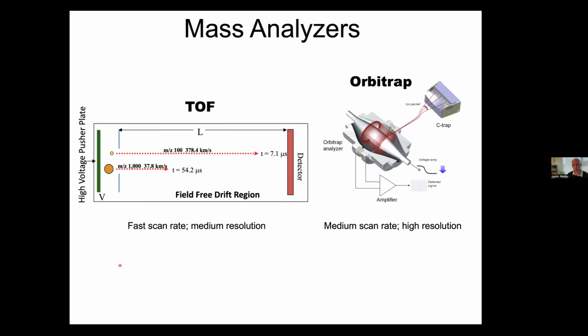And then the 2 other mass analyzers that are used, more recently, are the time of flight. It measures how long it takes an ion to get from point A to point B. So these have very fast scan rates and medium resolution in terms of their mass resolution. And then the Orbitrap is the other predominant mass analyzer. It has a medium scan rate, so you don't analyze as many ions, but it has higher resolution. So these 2 are often used interchangeably for different reasons.